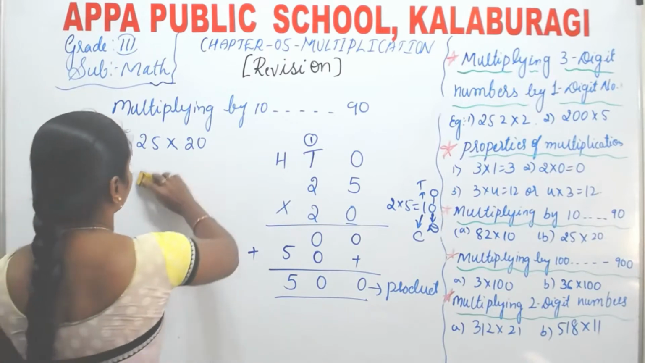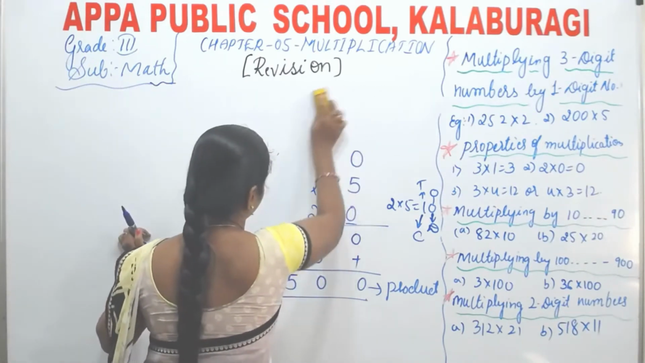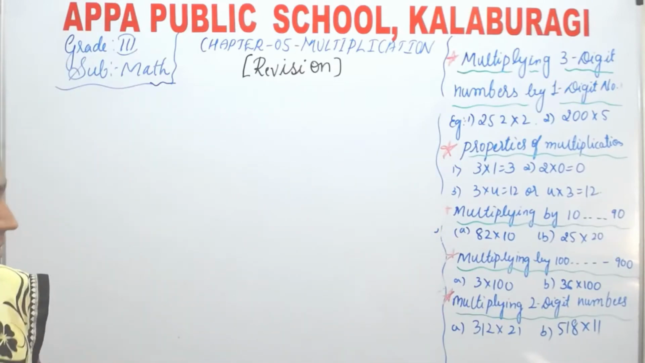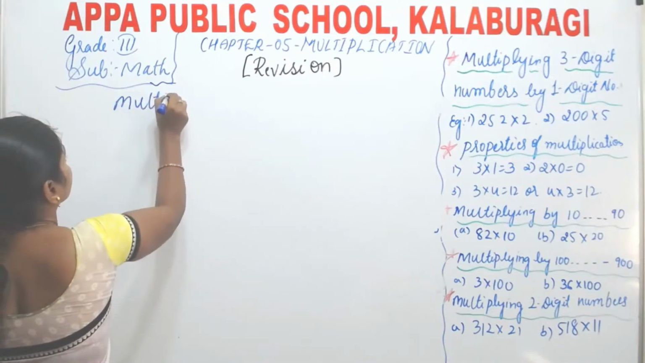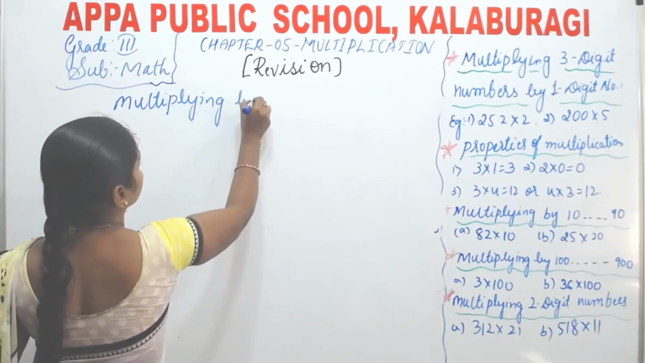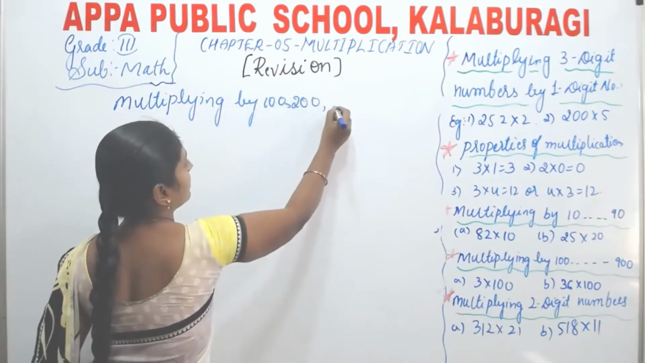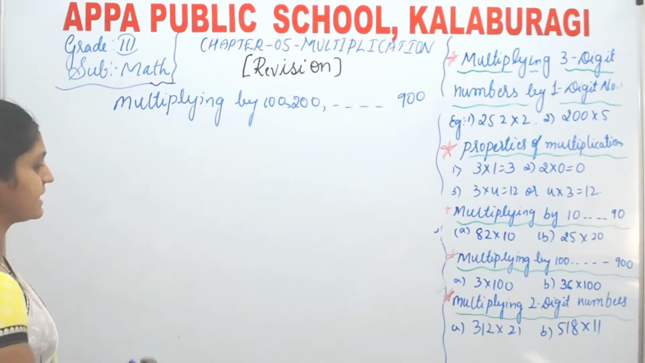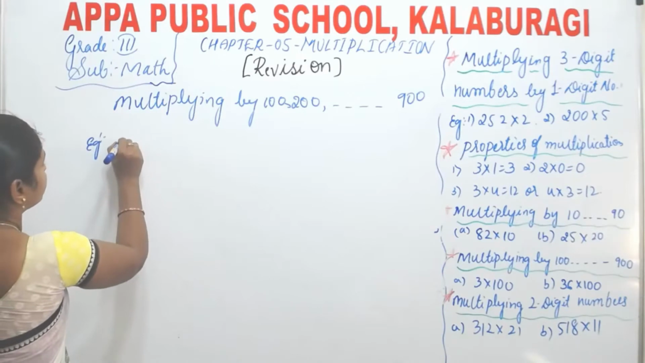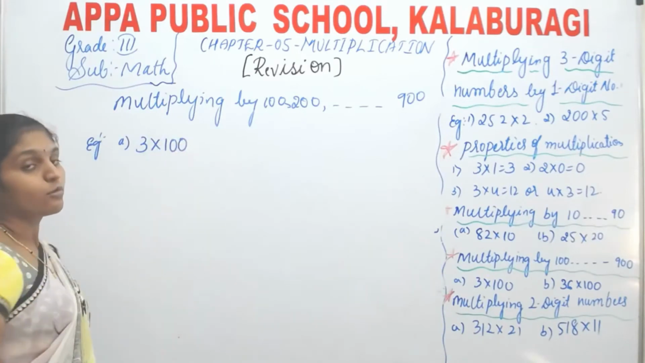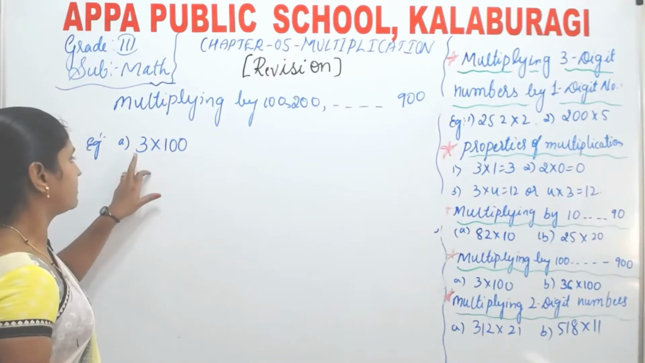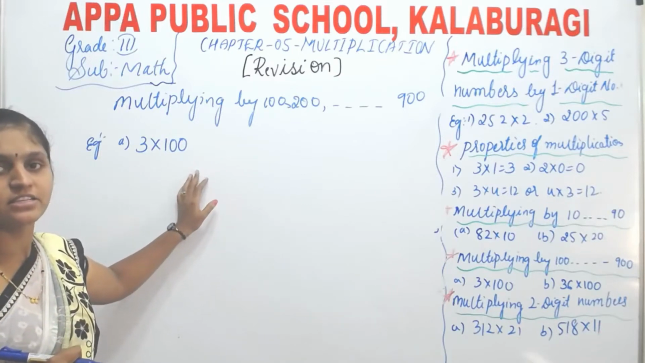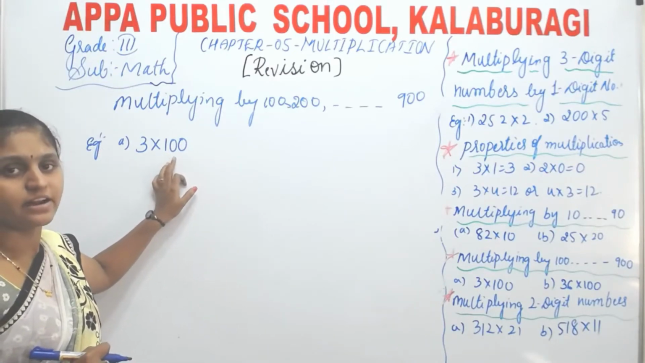So next is multiplying by hundreds. Which number is there in hundreds? Multiplying by hundreds, 200s, up to 900. Yes. So now we are multiplying with the hundreds. For example, 3 into 100. What are we doing here? We are multiplying 3 into 100. Always first you have to write the highest number. Which is the highest number here? 100. Multiply 100 by 3.